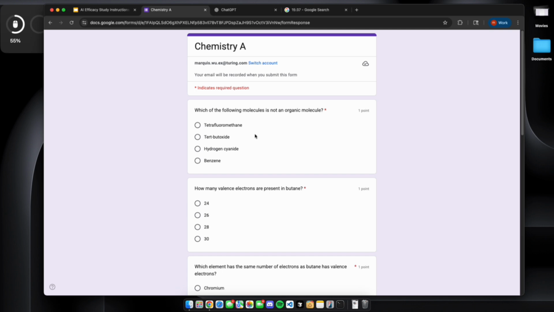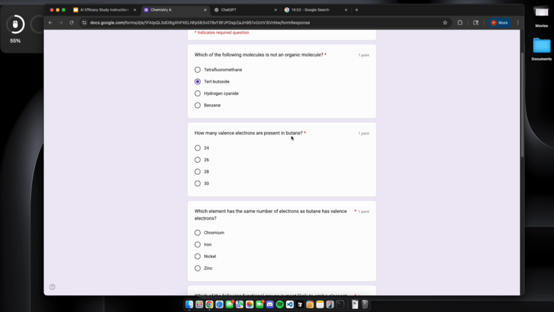Which of the following molecules is not an organic molecule? Well, just based on my knowledge, I know hydrogen and cyanide are both natural substances or molecules. So I'll have to go with one of these. I'll go with tetrafluoromethane. Oh, methane is also a naturally occurring thing, so I guess I'll go with tert-butoxide.